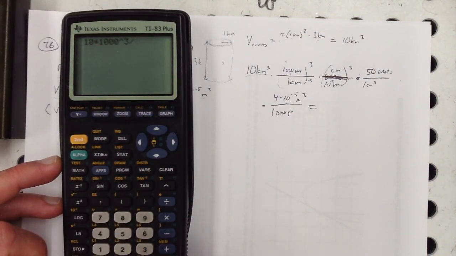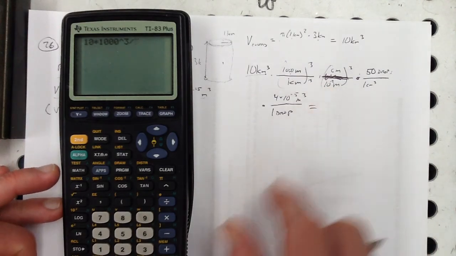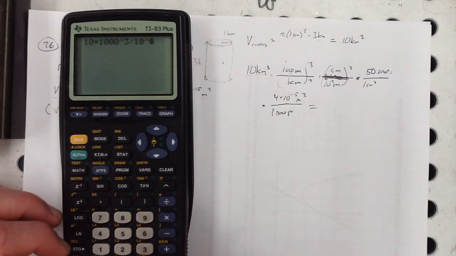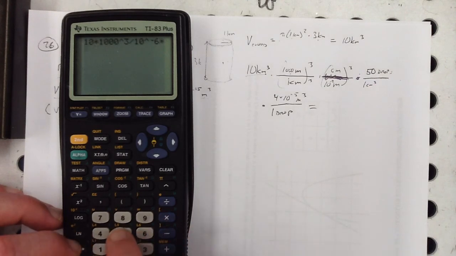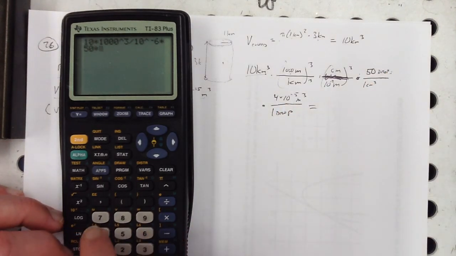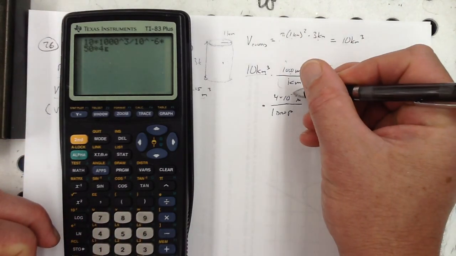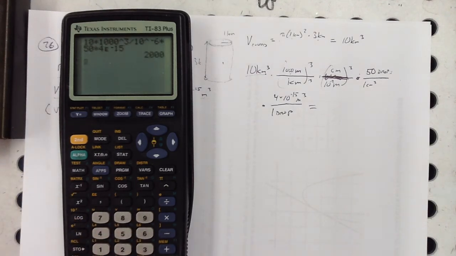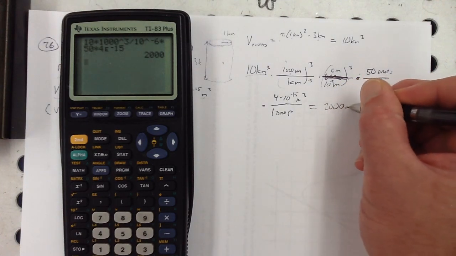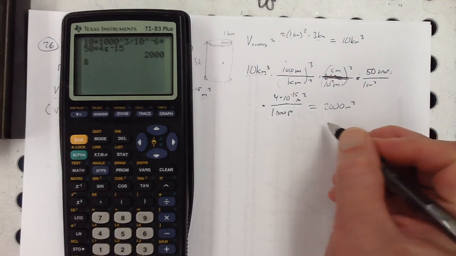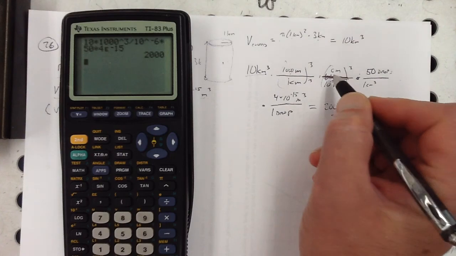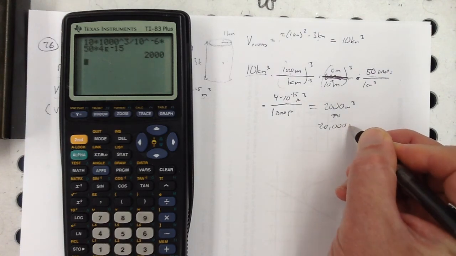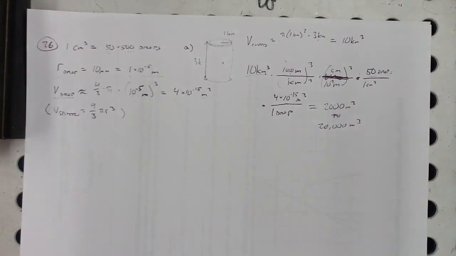Divide. Are you one of these people that hits enter after every single calculation? Can we stop doing that, please? So this is 10 to the negative 2 cubed. That's divided by 10 to the negative 6. And then times 50. And then times 4 times 10 to, that should be a 15 there, sorry. Times 10 to the negative 15. I think that's good. 2,000. So 2,000 cubic meters. And then the range, if I had done 500 drops, that would have given me another 0 on there. So there's my range. 2,000 to 20,000 cubic meters of water.